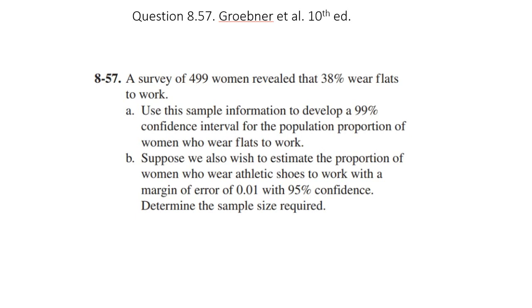It says, a survey from 499 women revealed that 38% wear flats at work, flat shoes basically. Use this sample information to develop a 99% confidence interval for the population proportion of women who wear flats to work. Okay, so it's a confidence interval question. However, it talks about population proportion. Another trick is to pay attention to the 38% of a sample. So it says there is a survey of 499 and 38% of them do particular things. So you're dealing with a proportion here.